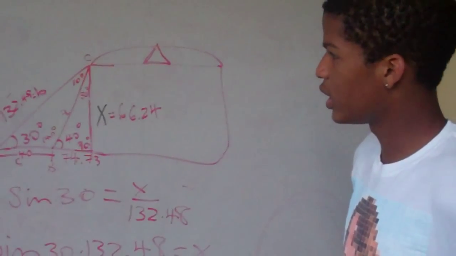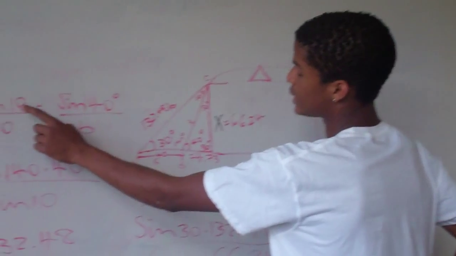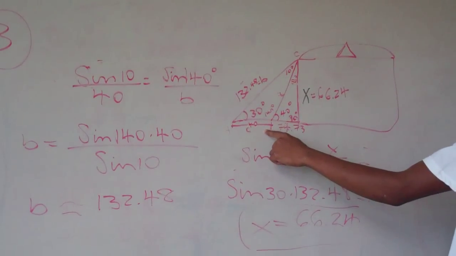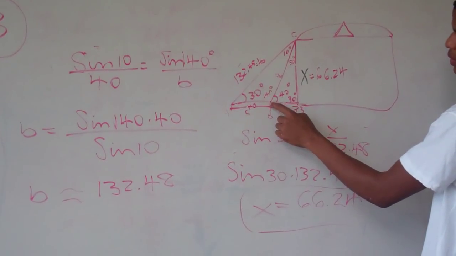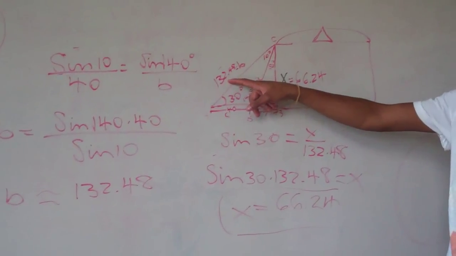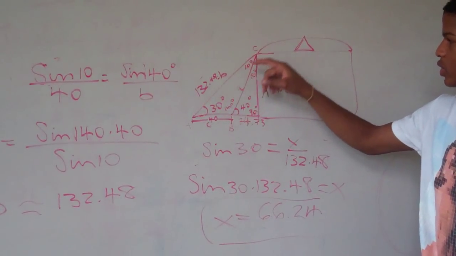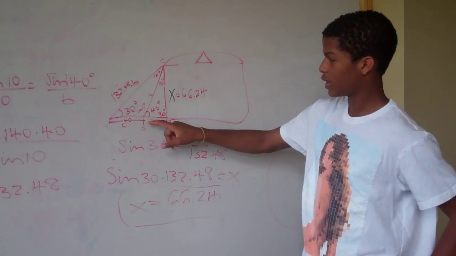And then since we know all the angles, we can use the law of sines. So we do sine of 10 over 40 right here. And since we're trying to find b, we do sine of the angle b, 140, over this side, and that equals 132.48.